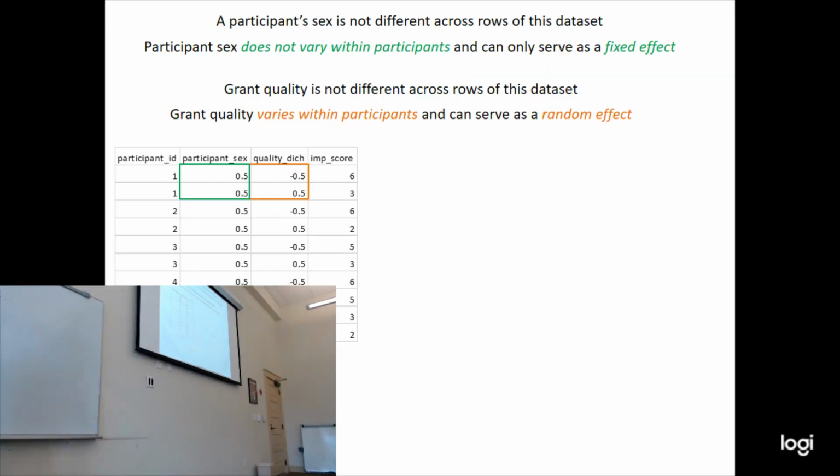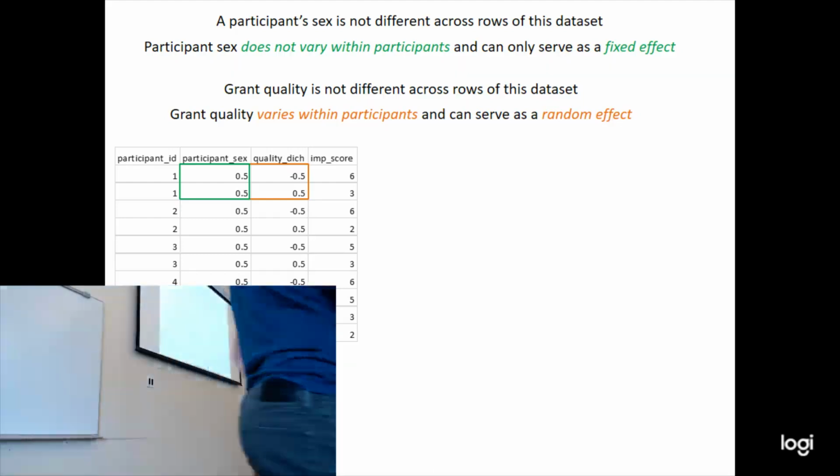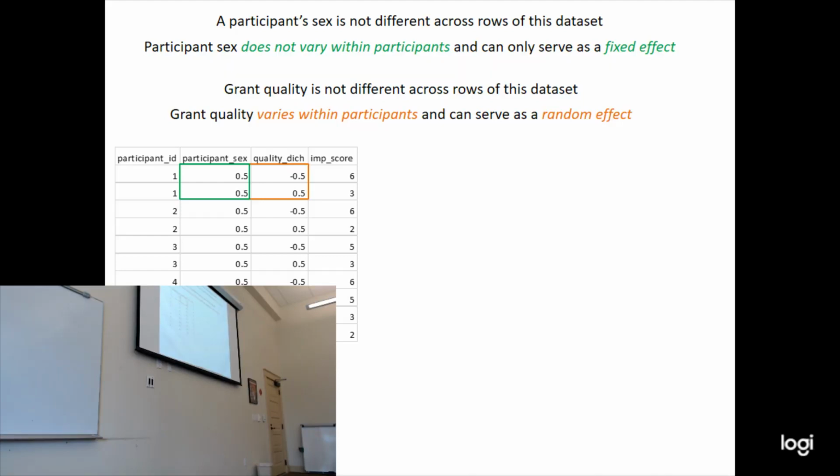Gotcha. Yeah. So whenever you're allocating these to good reviews and bad reviews, how can that be a random effect? How can that effect be found?